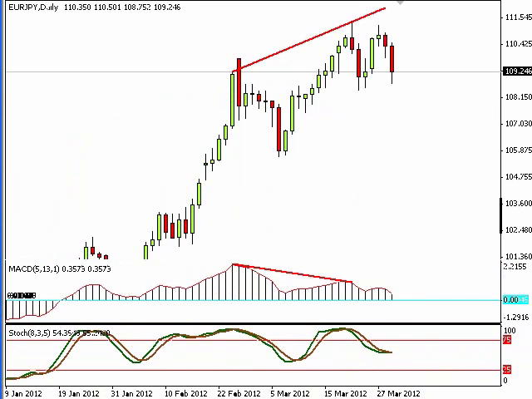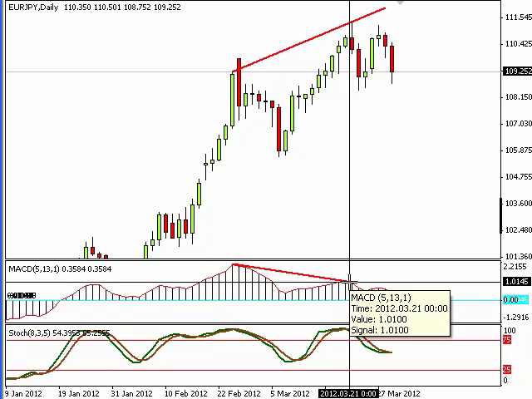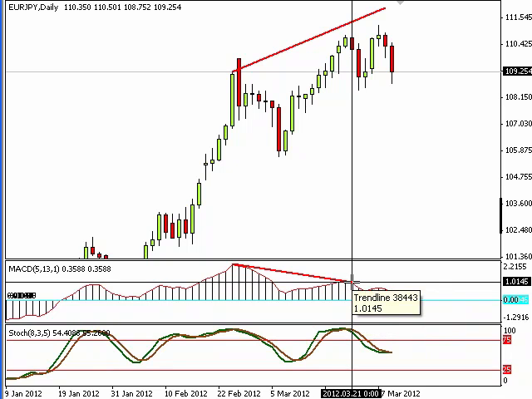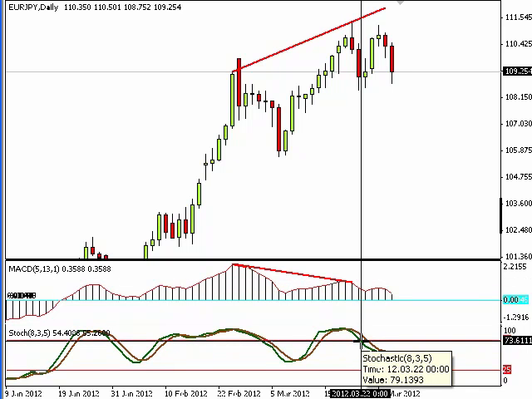This is the euro yen on a daily chart we just looked at. We looked at MACD divergence, and here you can see that at that point there price started to turn down, and yet the stochastics hadn't even crossed. Then the move came and stochastics do cross, but it's too late.